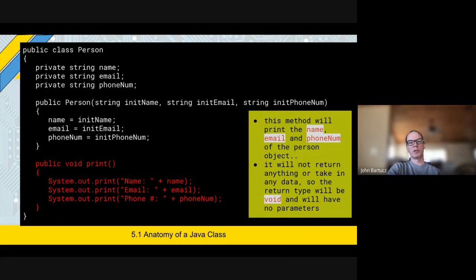We could say person Mr. B equals new person, blah, blah, blah, blah. And then we could say Mr. B dot print, and it would print out my name, email, and phone number.